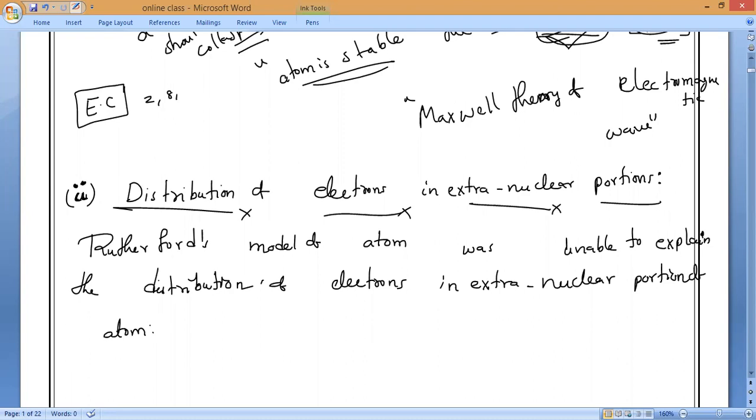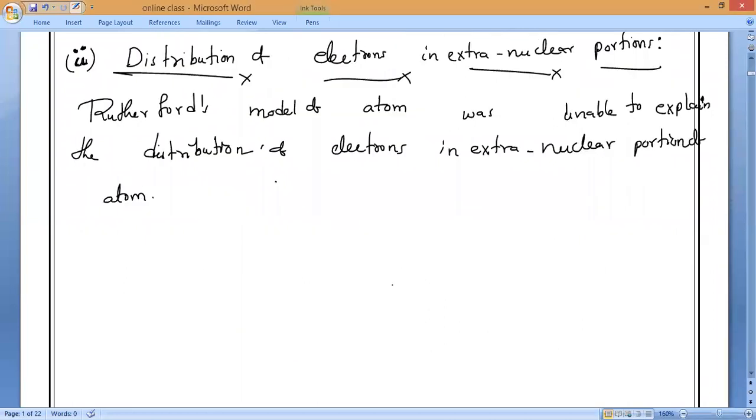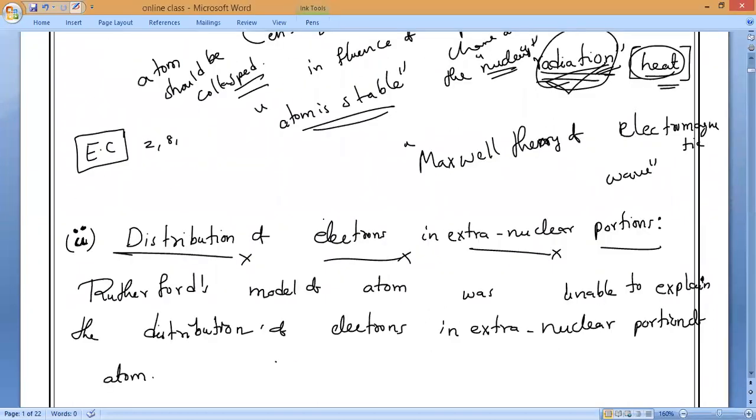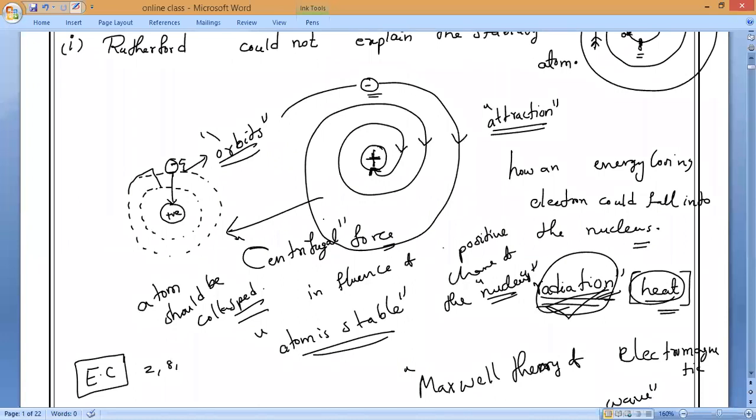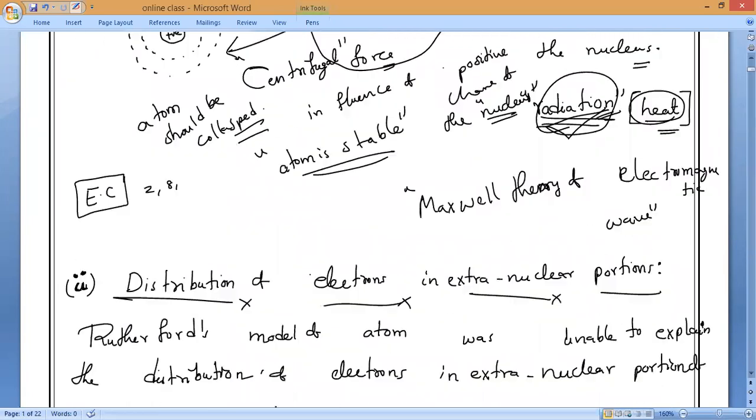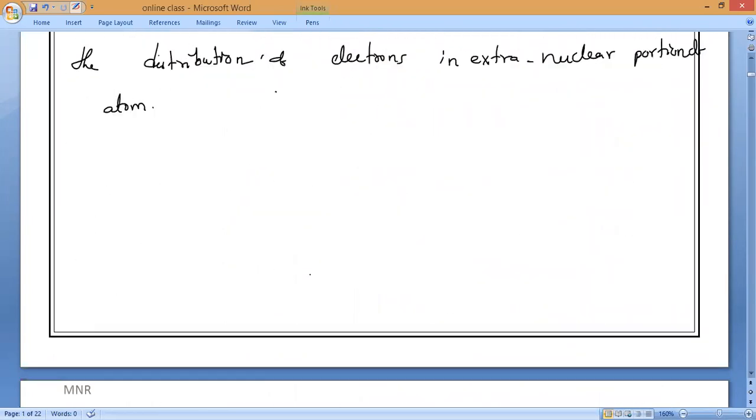Clear, everybody? Yes, sir. So if they ask you in the exam to write the drawbacks of the Rutherford atomic model, you have to write these two points very neatly. Clear, everyone? Anyone having doubt, you can ask me. If you understand this, now a new model has been proposed by Mr. Bohr. That is what we call Bohr's atomic model. So please all of you keep reading Bohr's atomic model.